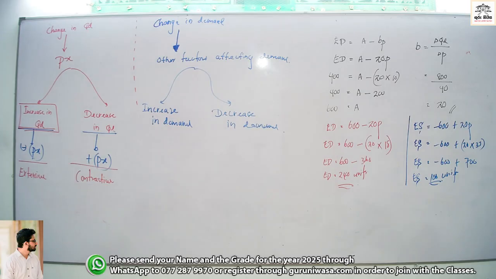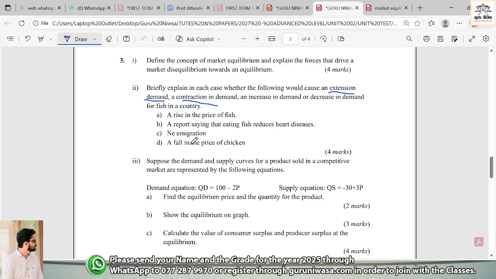Now the concerned product is fish. This question, the concerned product is fish. Briefly explain in each case whether the following would cause an extension in demand. Extension in demand is caused by a decreased price of the product itself. Thus, contraction in demand, an increase in demand or decrease in demand for fish, where the concerned product is fish.